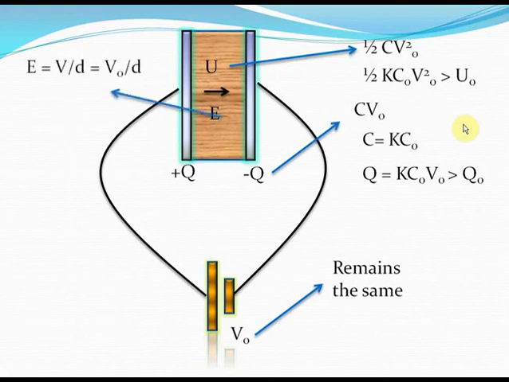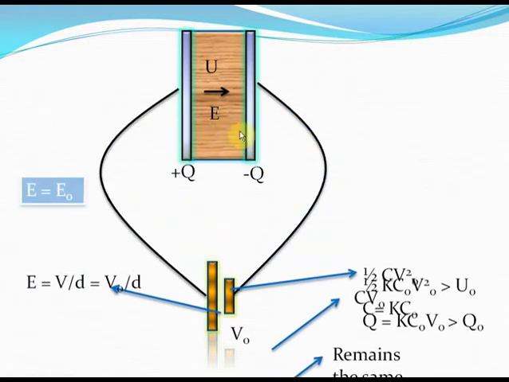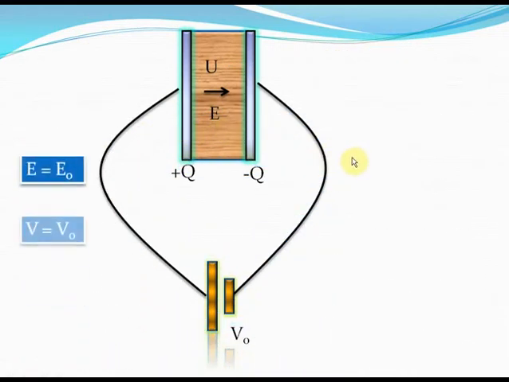What happens to the electric field? The electric field is clearly V by D. Potential difference remains the same, isn't it? And since the electric field is V by D, the electric field remains exactly the same because the potential difference across the two capacitor plates is the same. Therefore, we can say that E is equal to E naught.